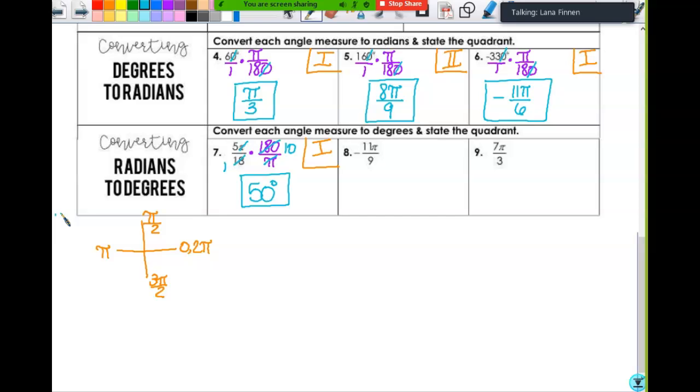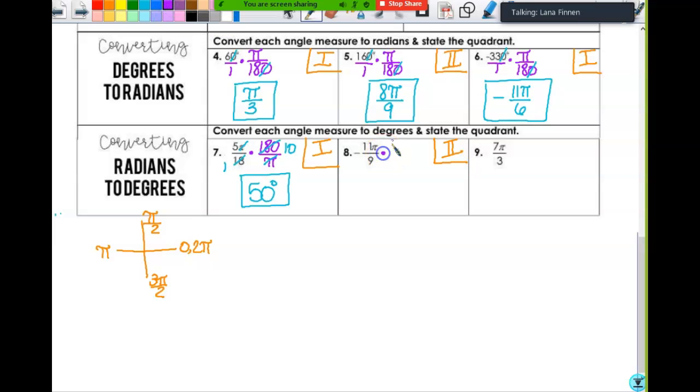So now let's look at number 8. This is in terms of ninths, and it's negative. If I start here and go to negative pi, that's negative 9 pi over 9, right? So negative 11 pi over 9 would be in which quadrant? The second, right? In the second quadrant. And again, we'll be able to check ourselves in just a minute if we're not sure.